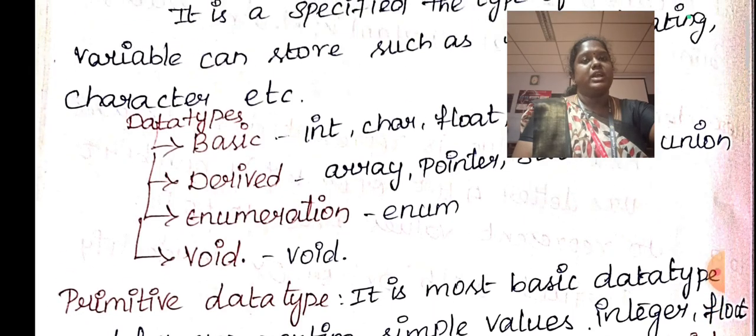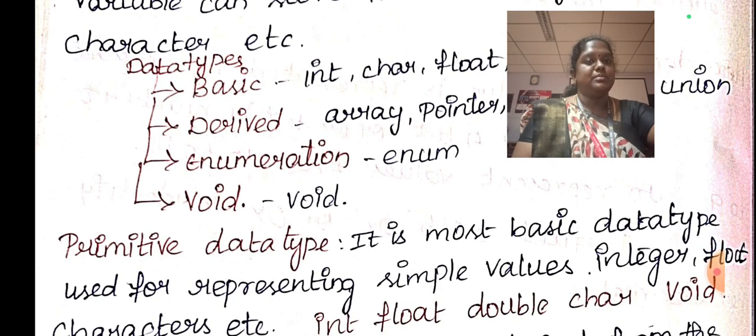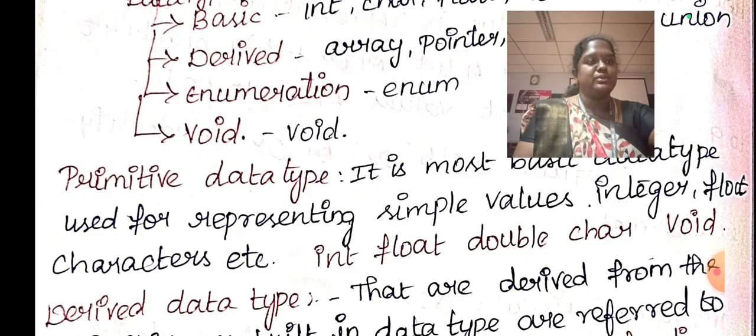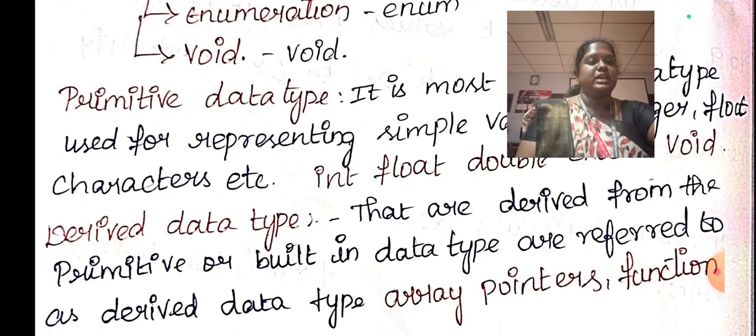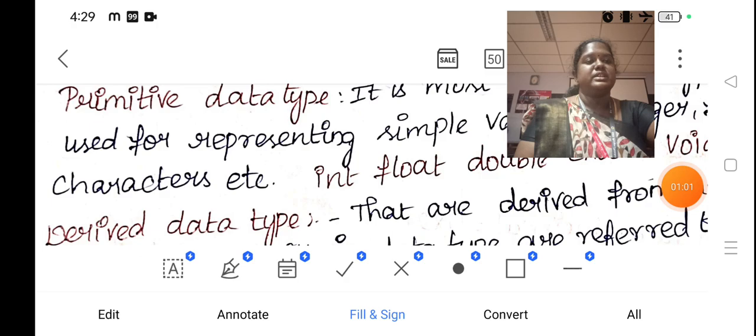Primitive data type is a basic data type. It is the most basic data type, used for representing simple values: int, float, character, etc. Int, float, char, void are primitive data types. Derived data types are derived from a primitive or built-in data type, and are referred to as derived data types: array, pointer, functions, etc.